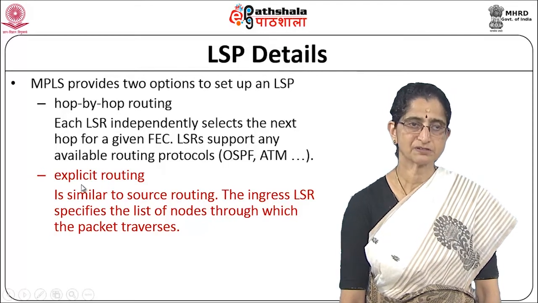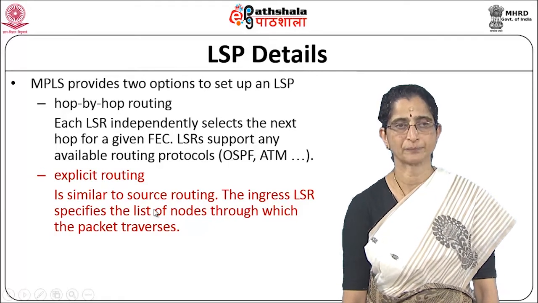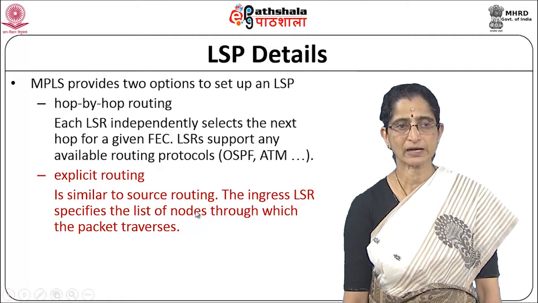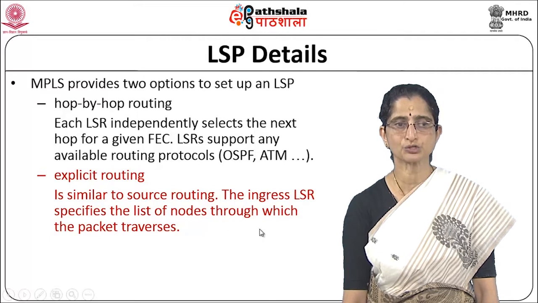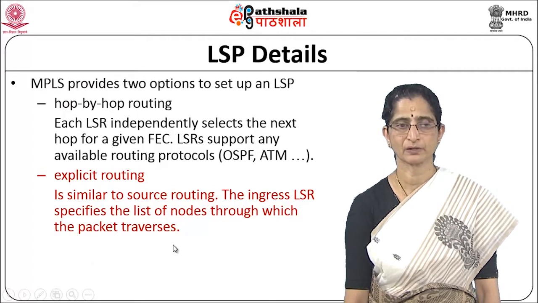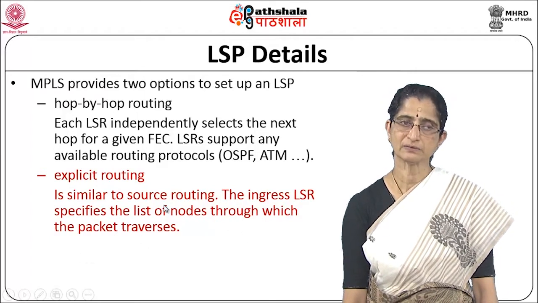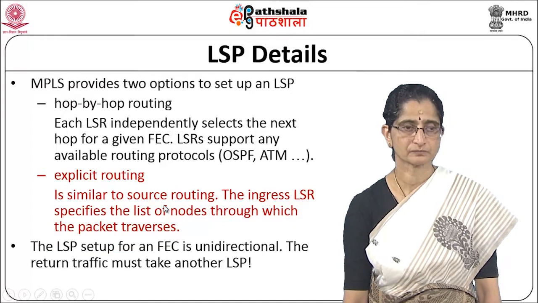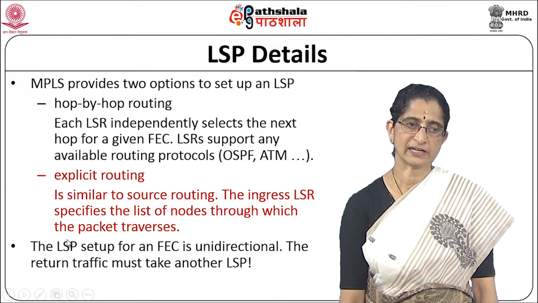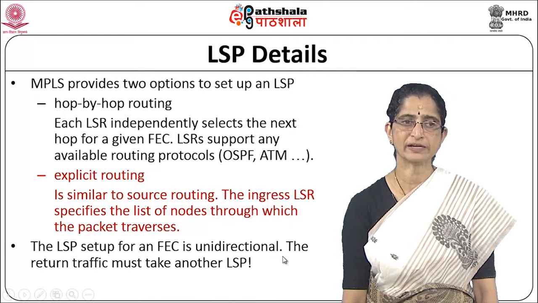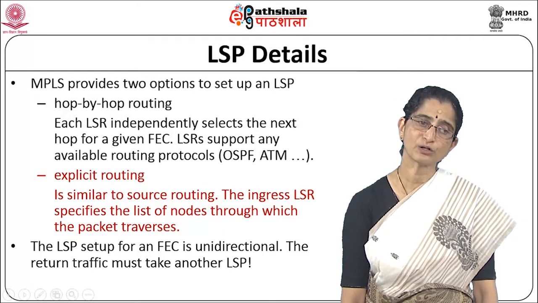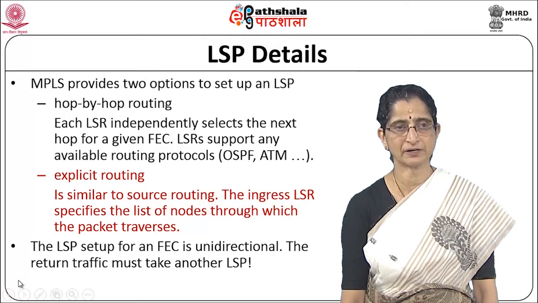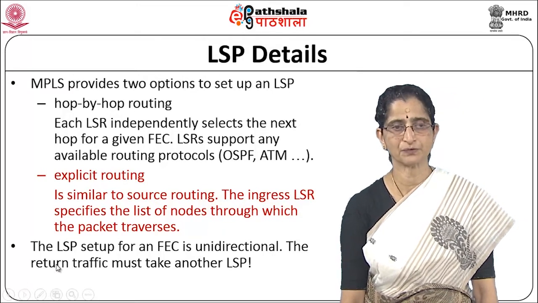The other is explicit routing. This is actually similar to source routing. In this, the ingress LSR will specify the list of nodes through which the packet should traverse. So this is very similar to the source routing mechanism. And the LSP which is set up for an FEC is unidirectional, which means for the return traffic you will have to set up another LSP, and it can also take another path. A different path can be taken for downward traffic rather than upward traffic.